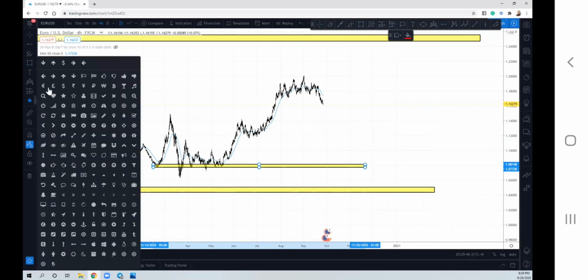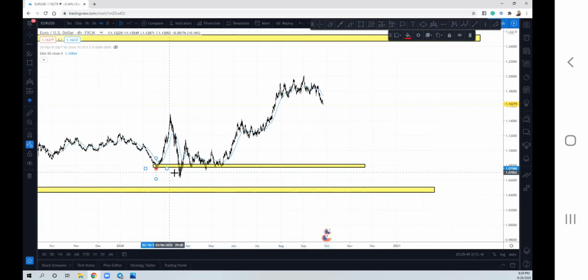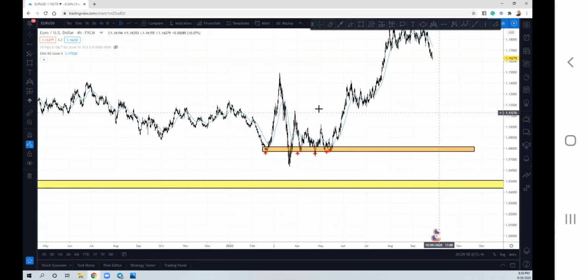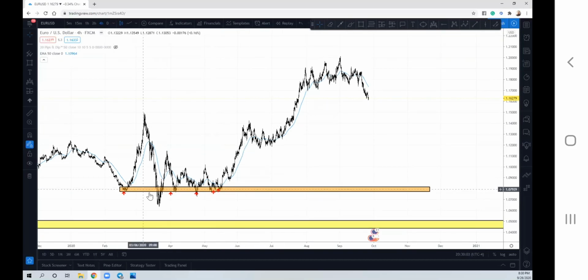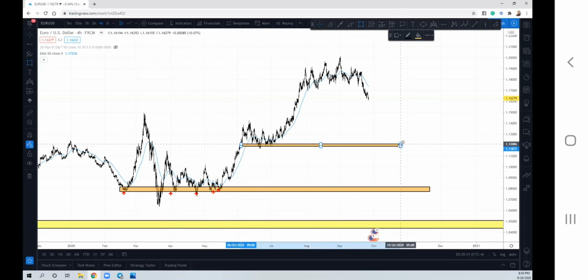Reason for that would be we have a lot of activity here. Okay, let's change that to orange. Okay, and I'm gonna find my highs and my lows. So I have my low here, which is also support. I have my high over here and my low here. So I'm gonna mark up another low right here.